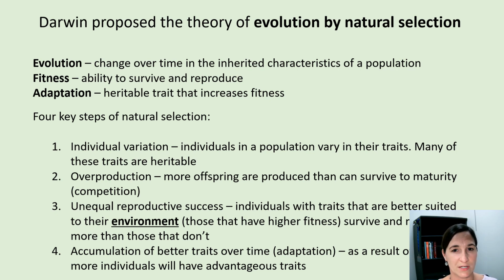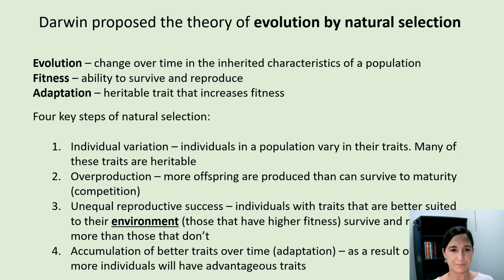Evolution is a change in time over the inherited characteristics of a population. I'm going to go over these quickly, but I do want you to pause and write this down, so take notes. Fitness is the ability of an organism to survive and reproduce. Adaptation. What's adaptation? It's a heritable trait that increases fitness. It increases an organism's fitness.